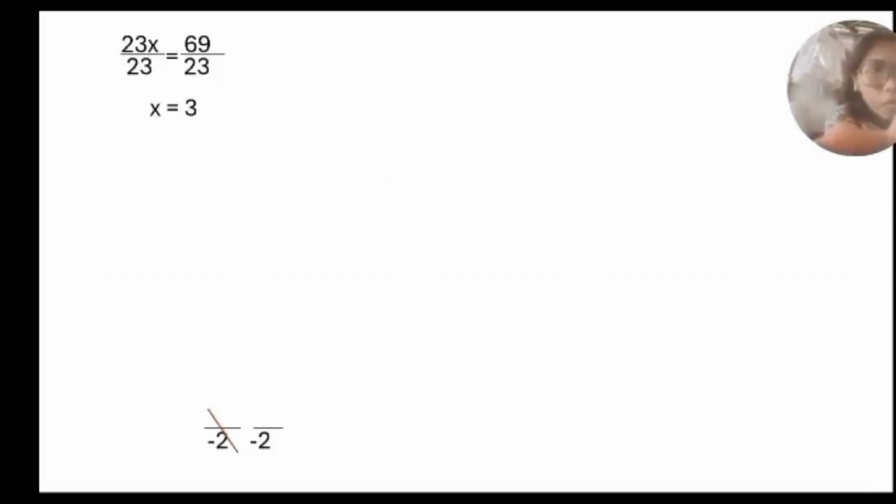So, mao na siya ang forma. So, ma-cancel na nato si 23 over 23. Kay 23 over 23 is 1, right? So, mao nay bilin si x. Then, equals 69 over 23. 69 divided by 23 is equals to 3.